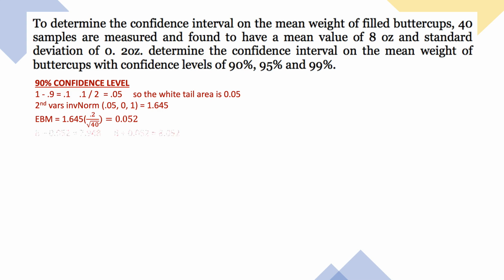Now you need to know what to do again. You need to realize that the confidence interval is going to be the mean, which we said was 8, minus the answer to the EBM, and plus the answer to the EBM. So I get 8 minus 0.052 is 7.948, and 8 plus it is 8.052. So I can state that the 90% confidence interval is from 7.948 to 8.052, and make sure that you are in parentheses. Okay, so I went through the 90% with you. Let's see you do the 95%.